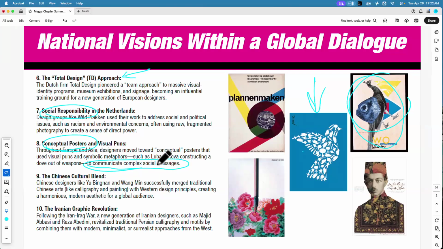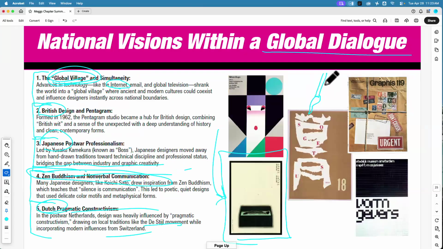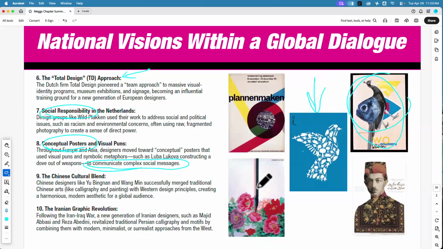Reading through this and developing this, I was like, these are all kind of the same, just from different areas. The Chinese cultural blend: Chinese designers like Yu Bingnan and Wang Min successfully merged traditional Chinese arts like calligraphy and painting with Western design. Like we just talked about that. Here it was done in Japan, and here it's done in China. So same thing. The doors are opening.